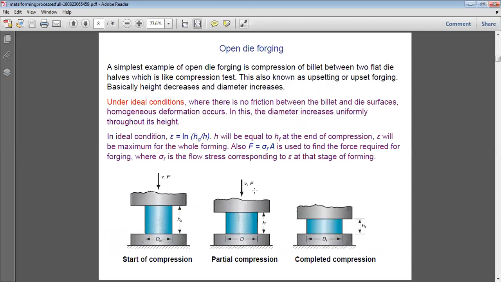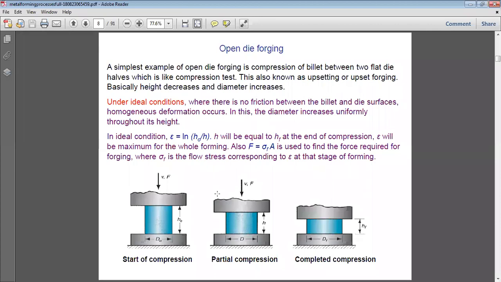Then open die forging, let's take it in detail. The simplest example of open die forging is a compression of a billet between two flat dies. So this is a billet, and it is being shown in 3 stages. It is also known as upsetting or upset forging. Basically height decreases and diameter increases.